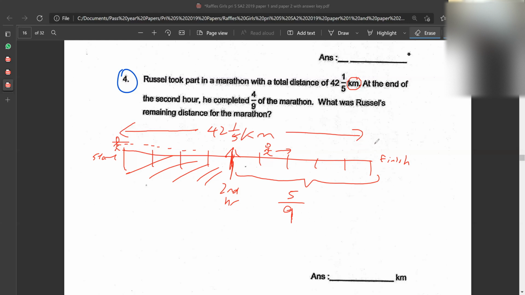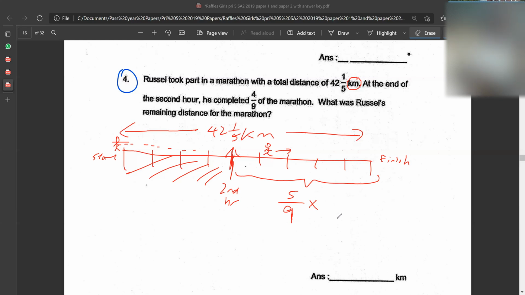One whole is this amount of distance, 42 1/5 km, one whole. Now I'm asking for 5 parts of it, 5 out of 9. Let's say I divide it into 9 equal parts. So 5 parts of it is how many kilometers? What must you do? Divide by 9. What thing divide by 9? 42 1/5 divide by 9. After you divide by 9, what must you do? Times 5. Very good. In other words, it is 5/9 times 42 1/5.